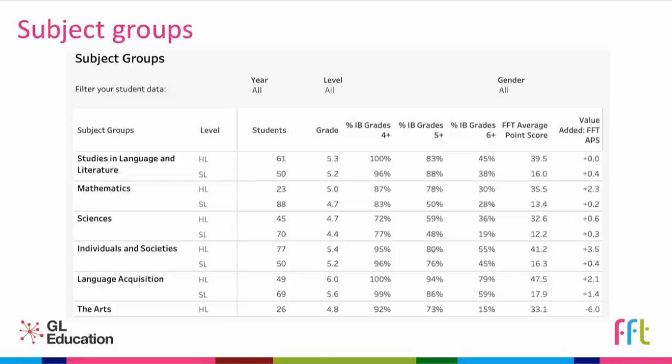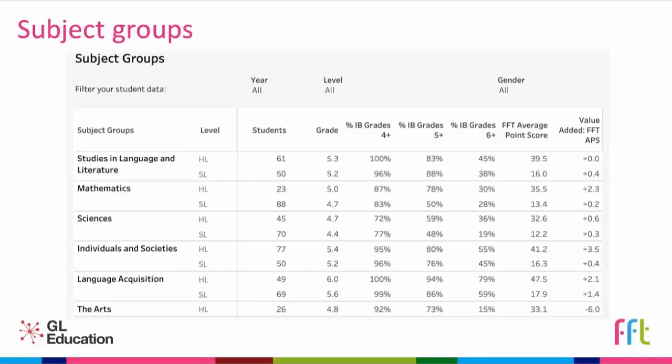And on the right hand side, again, you've got the point score that has been calculated by FFT using that mapping table. So we're converting the grades into a point score to get an attainment score there and a value added score as well. So for example, we can see that students have a higher value added score in maths at higher level, 2.3 there, compared to standard level. Whereas perhaps in sciences, the value added score is very, very similar across both higher level and standard level.